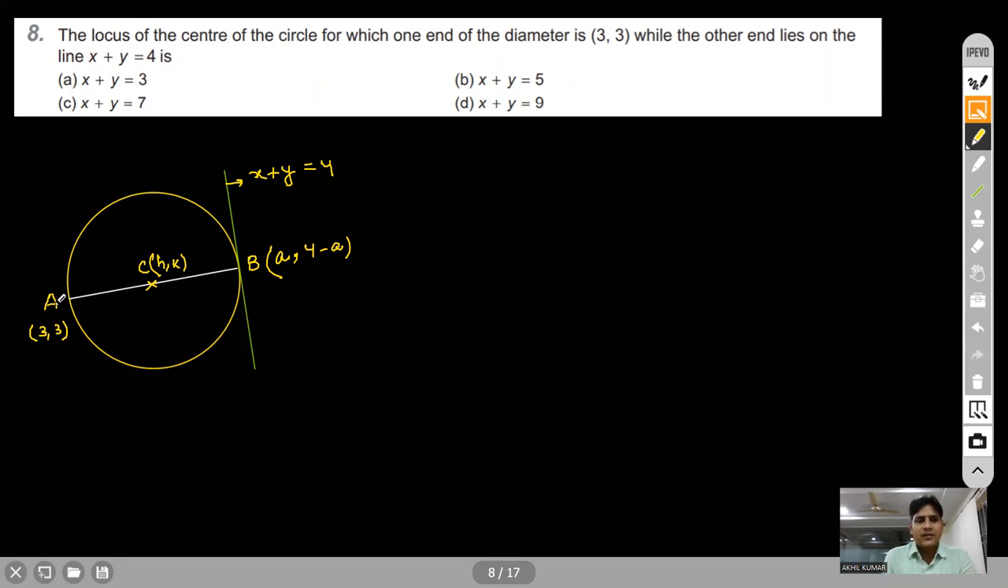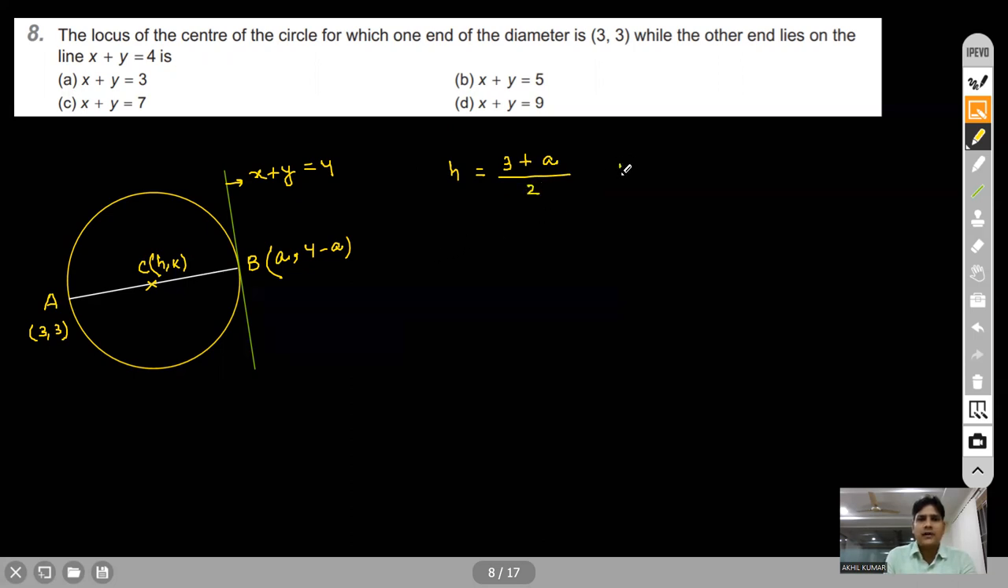Coordinates of A is known to us. Coordinates of B is known to us, in terms of A, but it is known. So we can find the coordinates of C. Coordinates of C is H comma K that we have considered. So H will be the midpoint of A and B, so this will be 3 plus A upon 2, right?